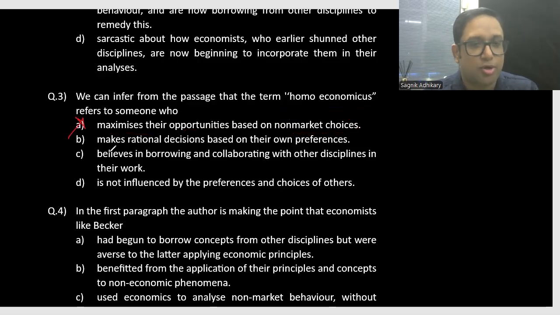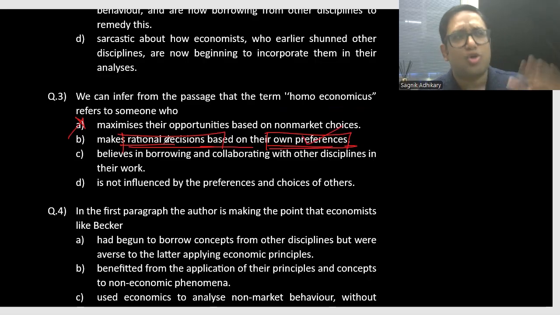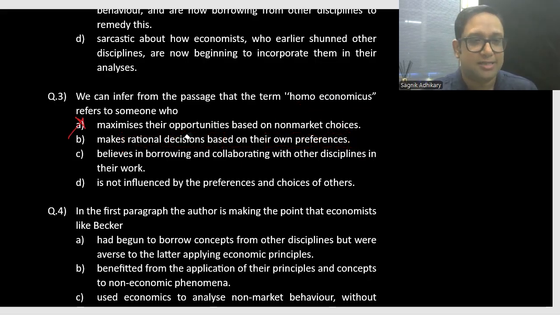B says makes rational decisions based on their own preferences. This is correct. Someone who generally makes rational decisions based on their own preferences. The two things that we saw from there: preferences, because maximizer, and we cannot always explain irrational behavior, which means that generally we can explain rational decisions or rational behavior in terms of a Homo economicus. So B is a valid choice.